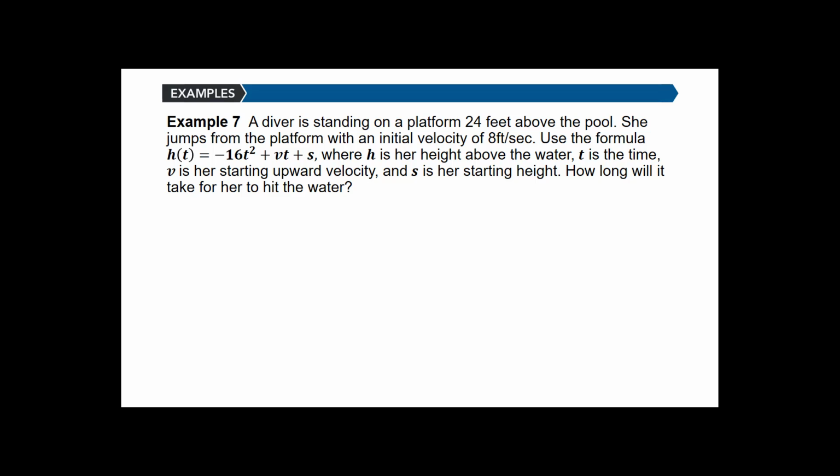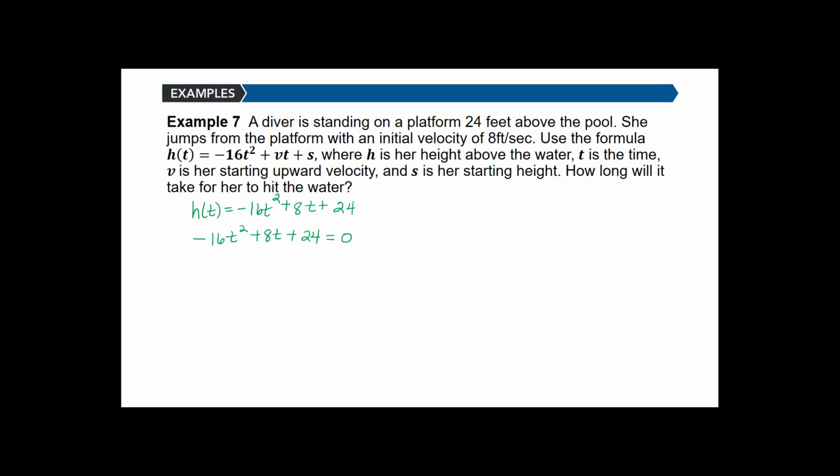So first of all, we want to write our function h of t, which is equal to negative 16t squared, plus our initial velocity was 8 feet per second, so this is going to be plus 8t, plus her initial height is 24 feet above the pool, which is 24. So when we're asked to find how long it will take for her to hit the water, well, the water is going to be 0 feet. That is pool level, basically, so we want to find when the height is at 0. So we'll set negative 16t squared plus 8t plus 24 equal to 0.